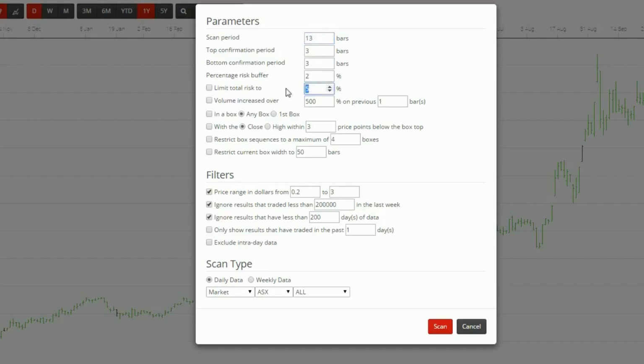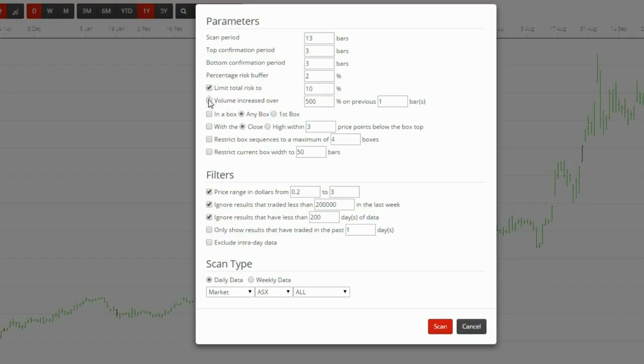Limit total risk to X%. This is a user-defined percentage. The more you are prepared to risk, the more Darvas boxes will appear in your scans. The lower the risk, the less number of boxes will appear in the scan results. Early in your use of the Darvas Scanner, we would suggest a maximum of 10% risk.